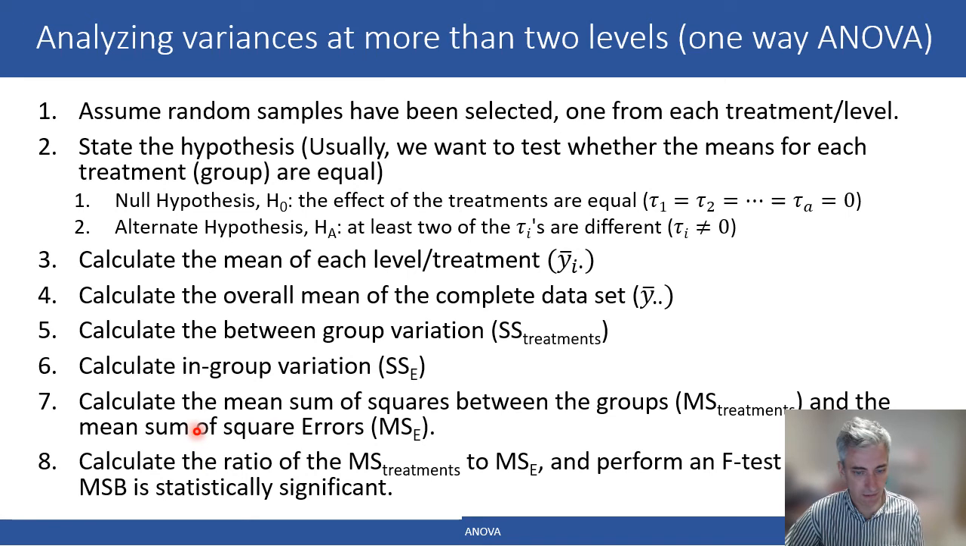And then we calculate the mean sum of squares between the groups and the mean sum of square errors, because ultimately we want to calculate this ratio of between group variation to in-group variation, the sum of square treatments divided by the sum of square errors, the in-group variation. And then we can perform an F-test to test whether these groups are statistically different or not.